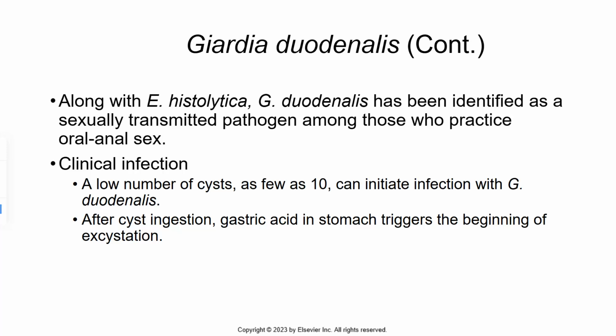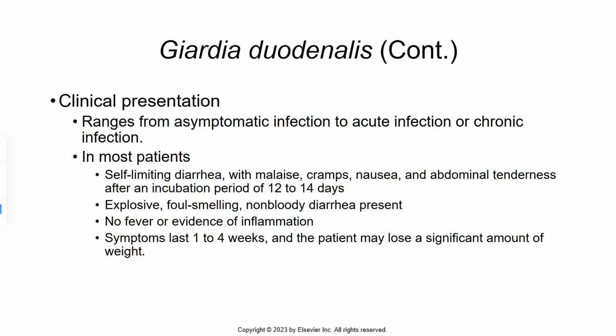Clinical infection: a low number of cysts, as few as 10, can initiate infection. After cyst ingestion, gastric acid in the stomach triggers the beginning of excystation. Clinical presentation ranges from asymptomatic to acute or chronic infection. In most patients, there is self-limiting diarrhea with malaise, cramps, nausea, and abdominal tenderness after an incubation period of 12 to 14 days. Explosive, foul-smelling, non-bloody diarrhea is present. No fever or evidence of inflammation. Symptoms last 1 to 4 weeks, and the patient may lose a significant amount of weight.